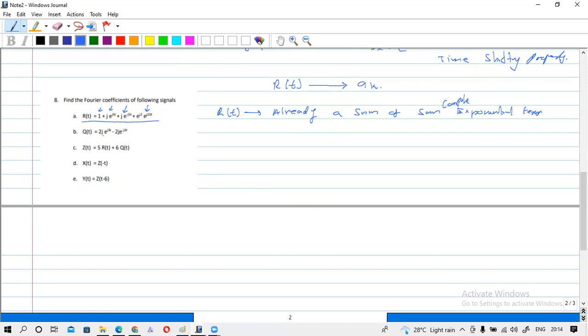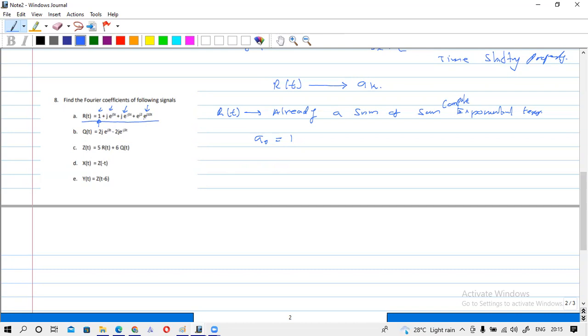We are given this x(t), and you can see that there are five components. This one is a constant, which you already know is the DC component, the zeroth component, and it is 1. Then here we have e^{j5t} and e^{-j5t}.